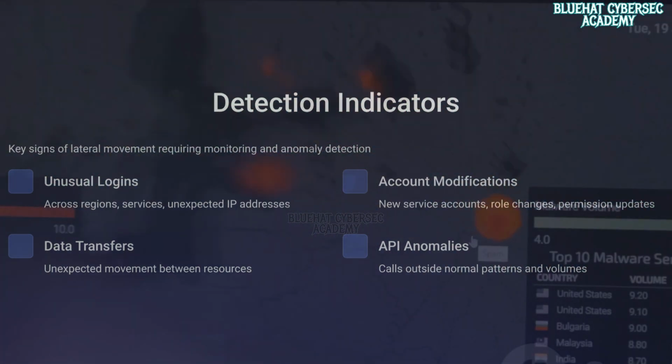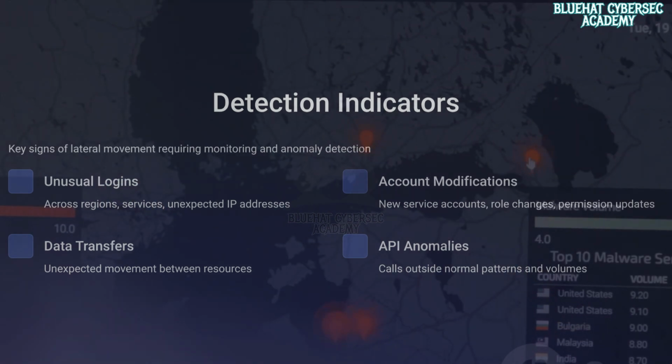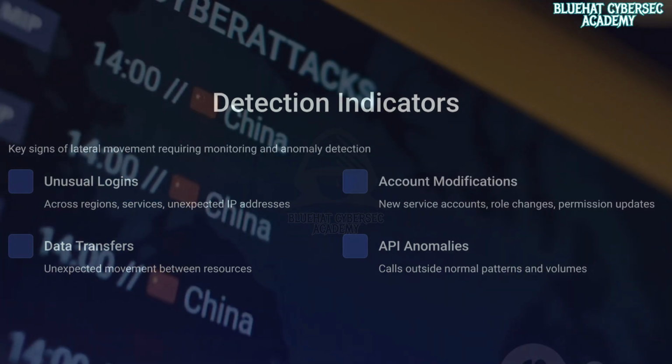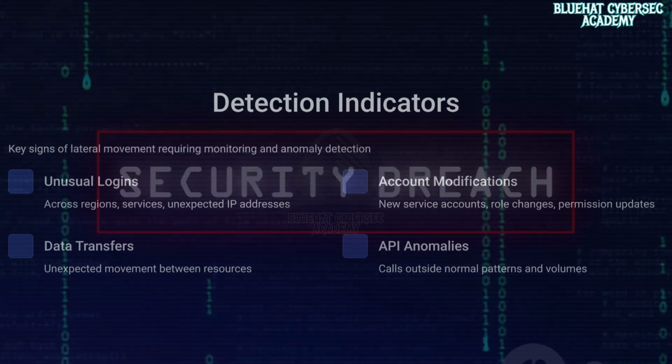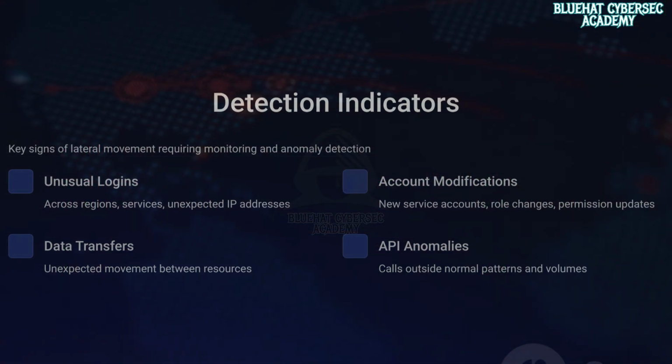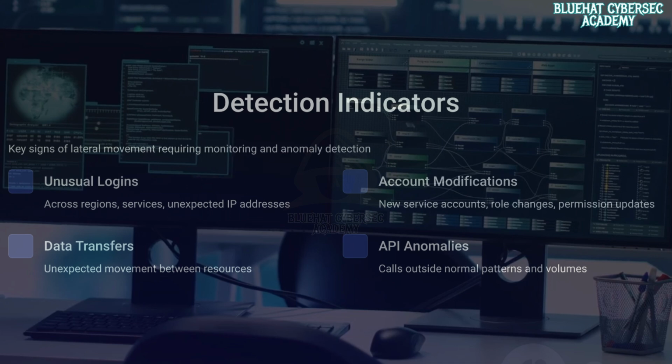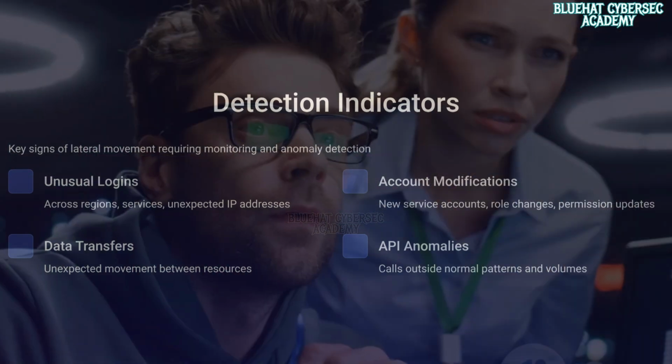Detecting lateral movement requires good monitoring and anomaly detection. Some key indicators include unusual logins across regions or services, access from unexpected IP addresses, creation of new service accounts or role modifications, unexpected data transfers between resources, and API calls outside normal patterns.